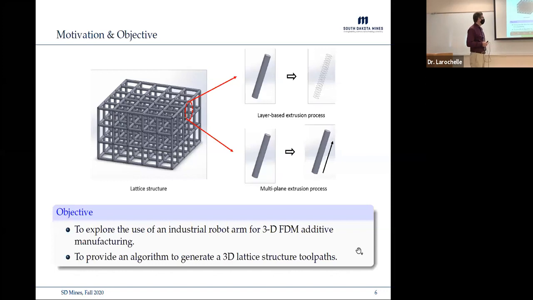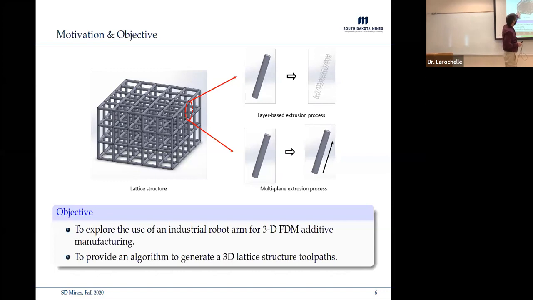Okay, I think we're good. So these are the two objectives that we're looking after. Could we use an industrial arm for true 3D FDM additive manufacturing? And could we generate an algorithm that will enable us, if we have such a platform, to actually generate 3D lattice structures in 6-dimensional space?